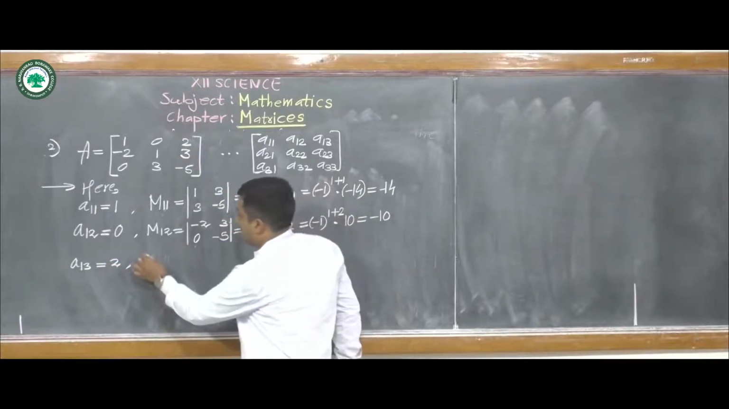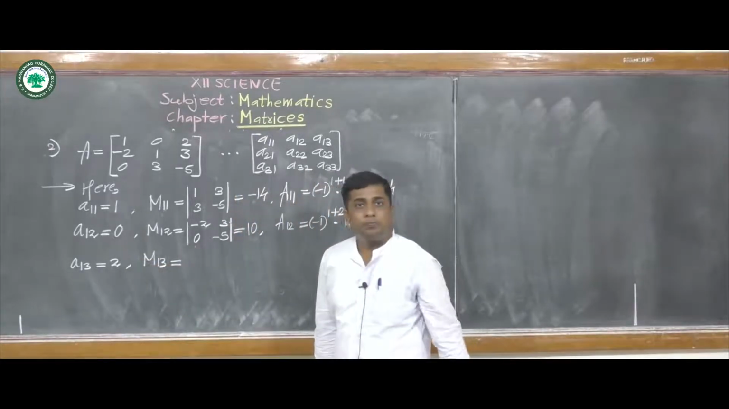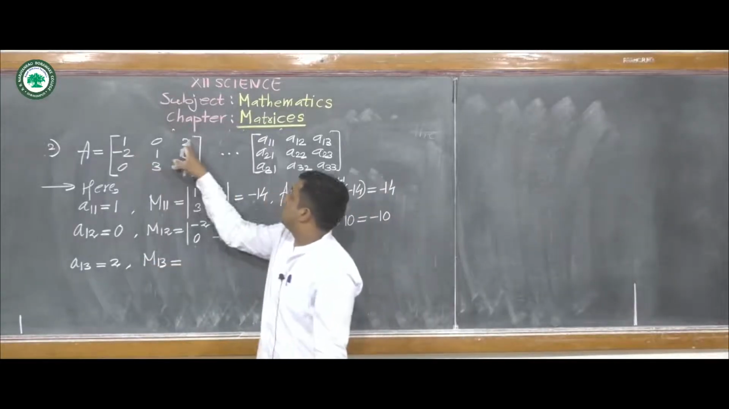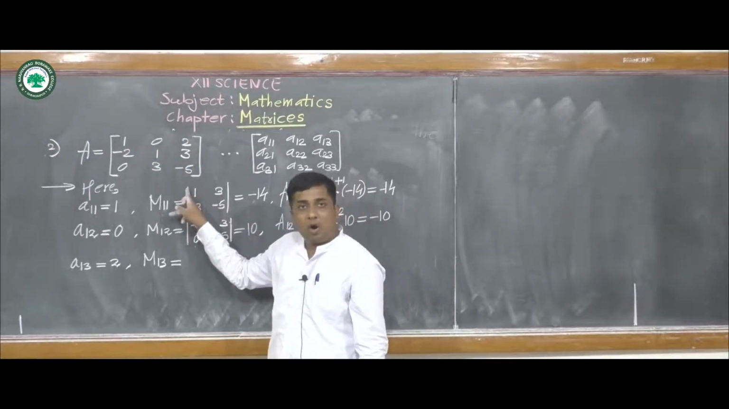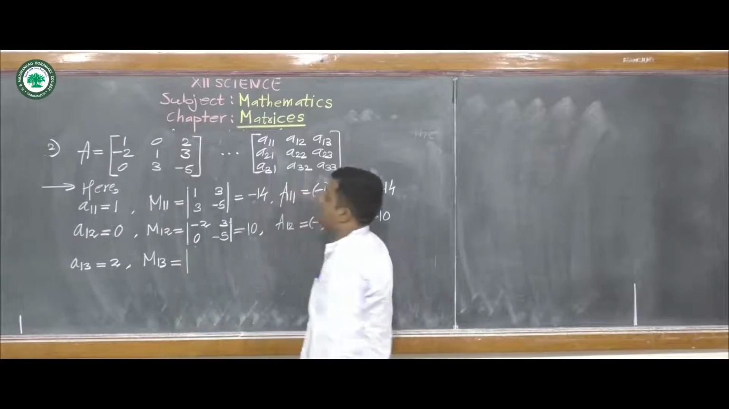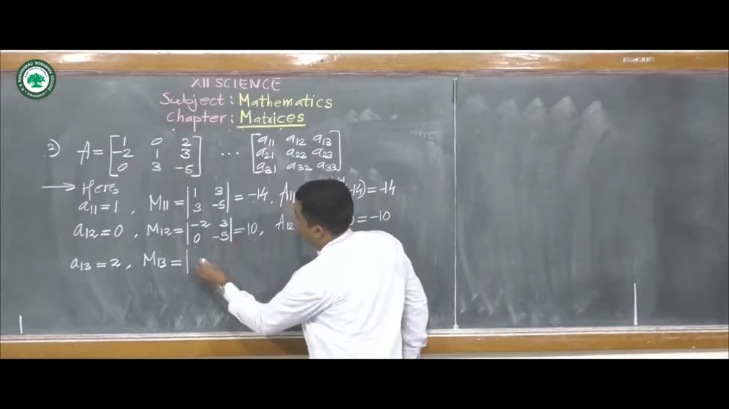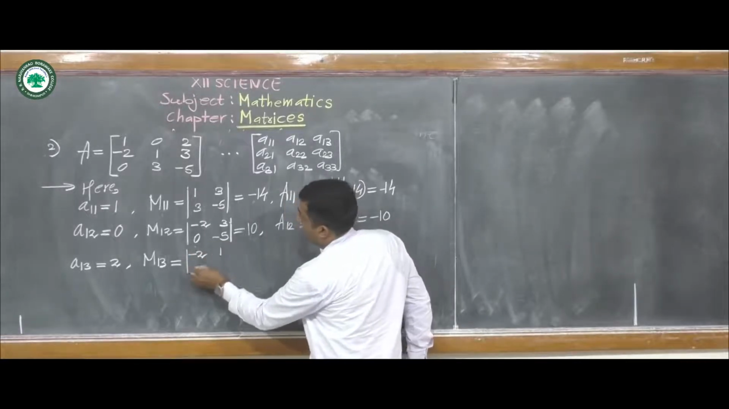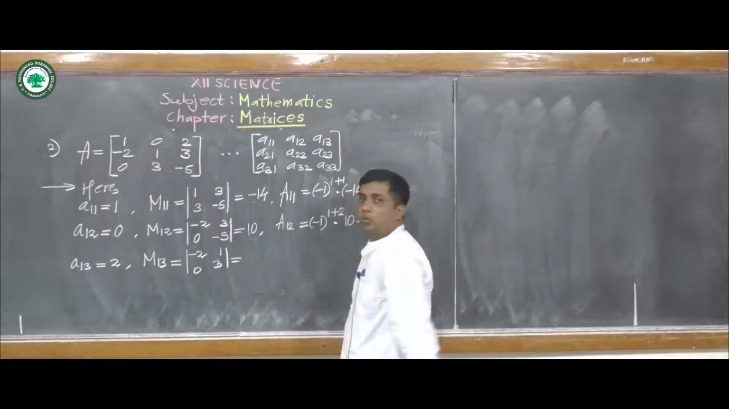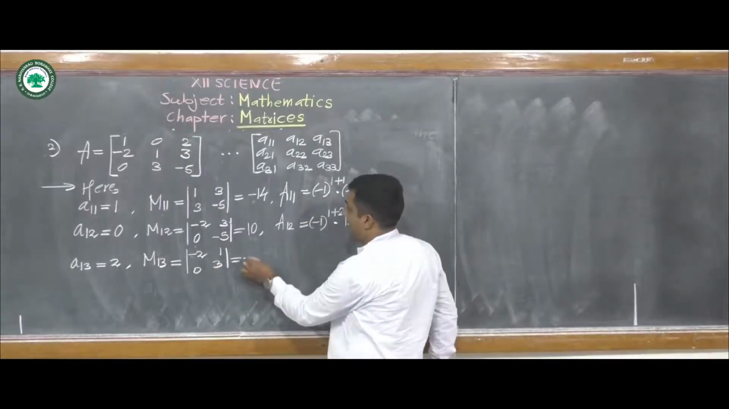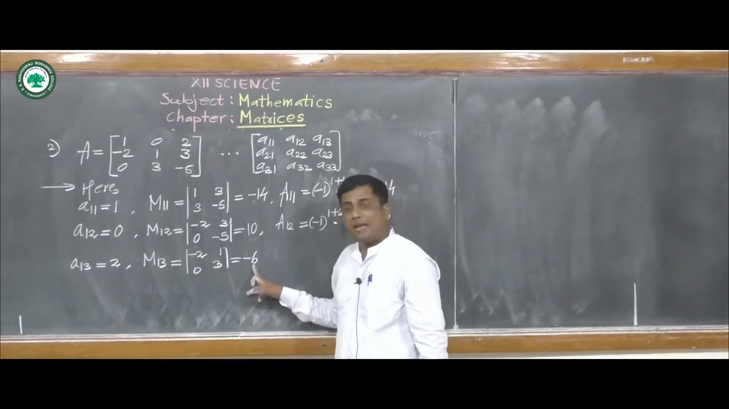Then the minor for that element, M13, is equal to, we know this element is in the first row and third column. So we delete the first row and third column and we consider the remaining elements for the determinant. In the determinant, we consider minus 2, 1, 0, 3. This is equal to, we know minus 2 into 3 is minus 6. Then 1 into 0 is 0. So we have only minus 6.